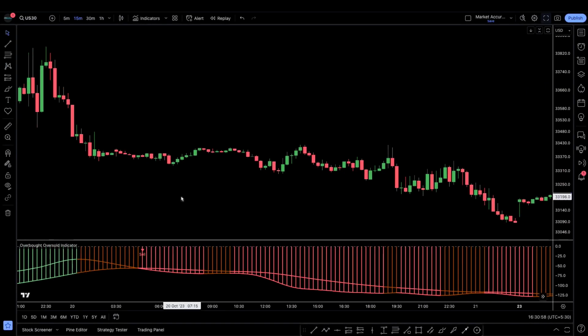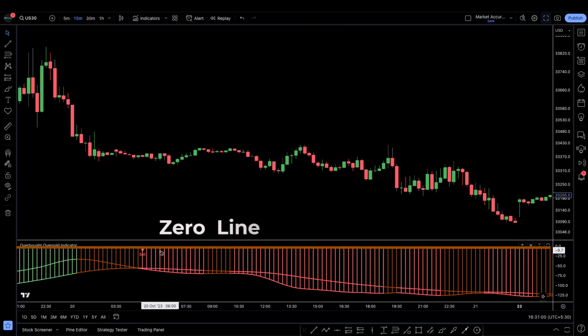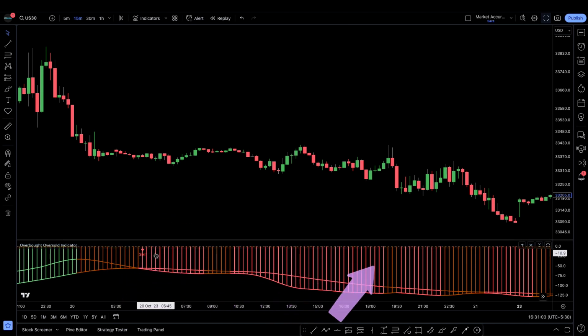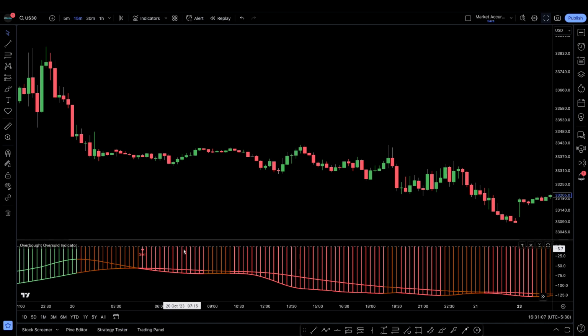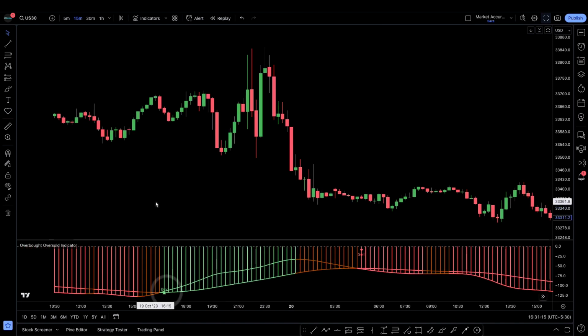Similarly, here we can see that when the sell signal and cross are below the 0 line and the histogram is also below, then we will consider the sell trade as valid. And here the market price is also in a downtrend. Now let's see further where we will ignore all the buy signals below the 0 line.